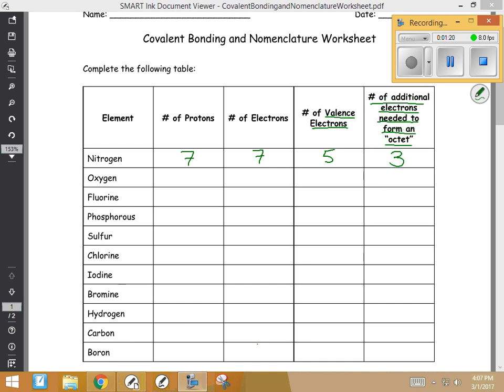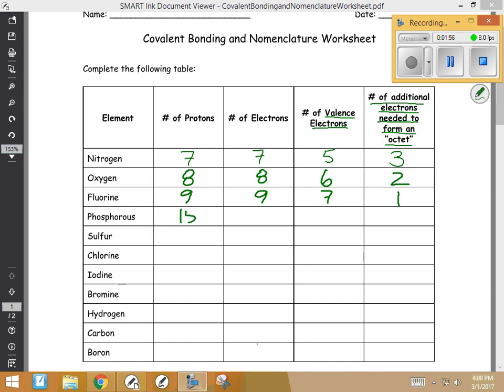Now we're on to oxygen. Oxygen is element number 8. 8 protons, 8 electrons, and it's in group number 16. So it has 6 valence electrons, and it needs 2 more to have a full octet. Fluorine. 9. It's in group 17, so ignoring the 1, you have 7 valence electrons. It needs 1 more electron to have an octet.